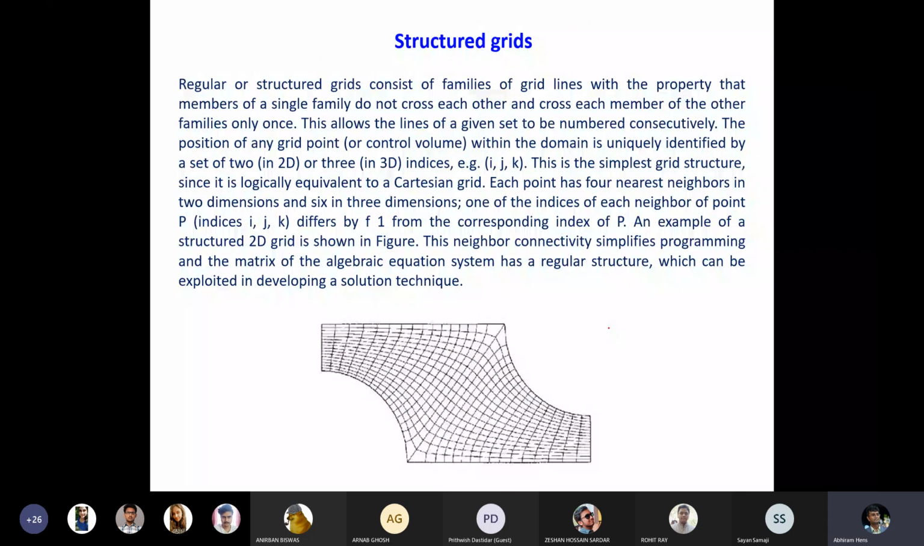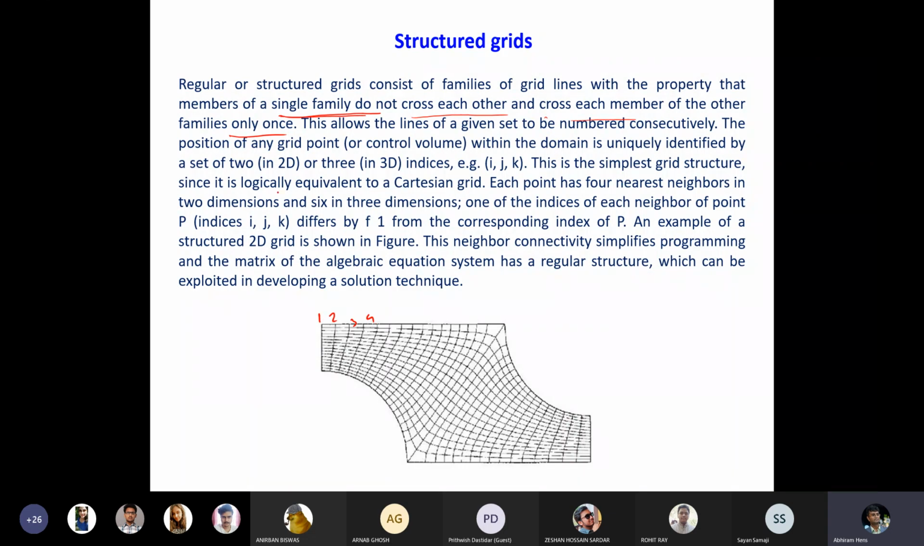So a little bit of note about the structured grid. A regular or structured grid consists of families of grid lines with the property that members of a single family, if it is rectangular, do not cross each other, and cross each member of the other families only once. This allows the lines of a given set to be numbered consecutively. So you can give numbering 1, 2, 3, 4 like this. So this helps. This is a structured grid.